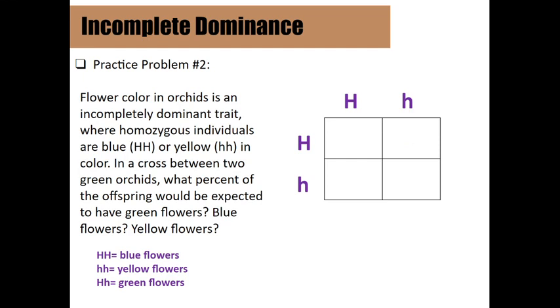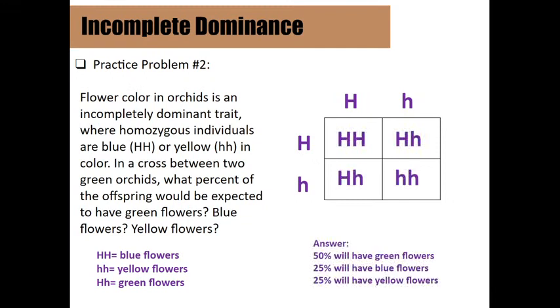So we are crossing two green flowers. So we have big H and little h on both sides. Remember, anything on the top you're going to bring down. Anything from the side you're going to bring over. All right. So our answer is that 50% will have green flowers because we've got two big H and little h here. 25% will have blue flowers since we have two big H's here. And 25% will have yellow flowers, signified here.